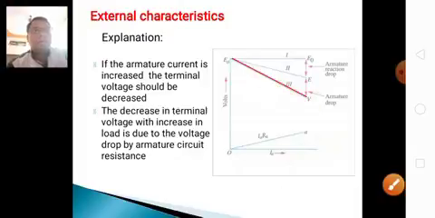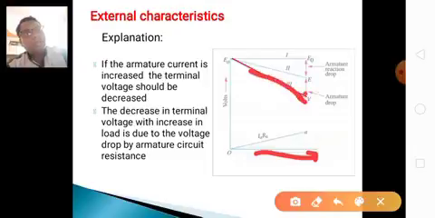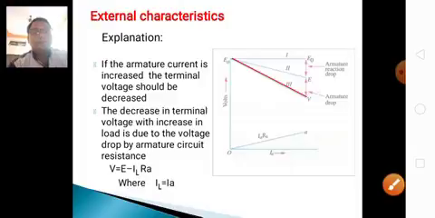The decrease in the terminal voltage with increase in the load is due to the voltage drop by the armature circuit resistance. Suppose the armature current increases and the load increases, so the voltage drop by the armature circuit resistance also increases. So that is V equals E minus IL RA. Here IL means the load current.